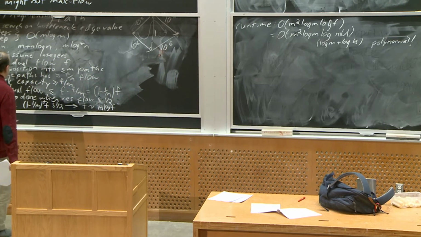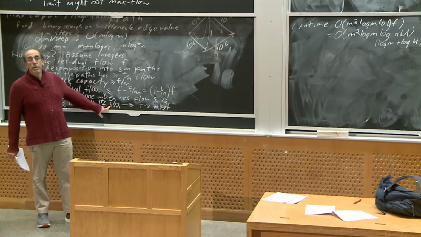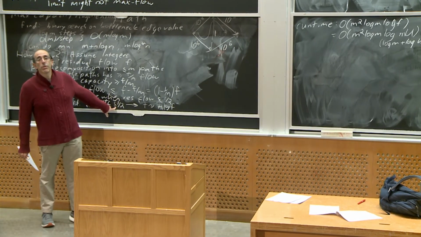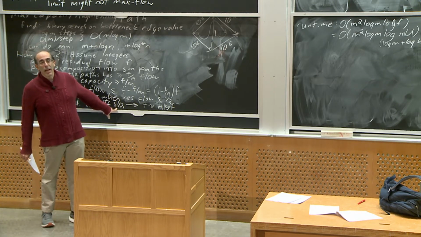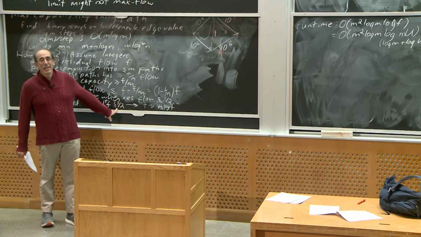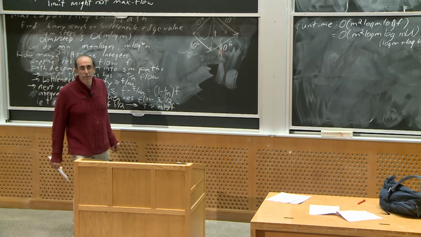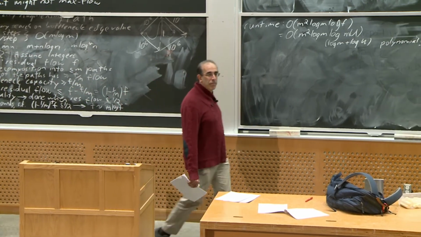Why isn't it just less than 1? Less than 1 would be fine. I just wrote less than or equal to a half here. Because if it comes out to exactly 1, you're not done yet, right? You might need to take one more augmenting path to get that last unit of flow. I could have made this a third or 3/4 or whatever, but I just wanted it to be something strictly less than 1. Okay.